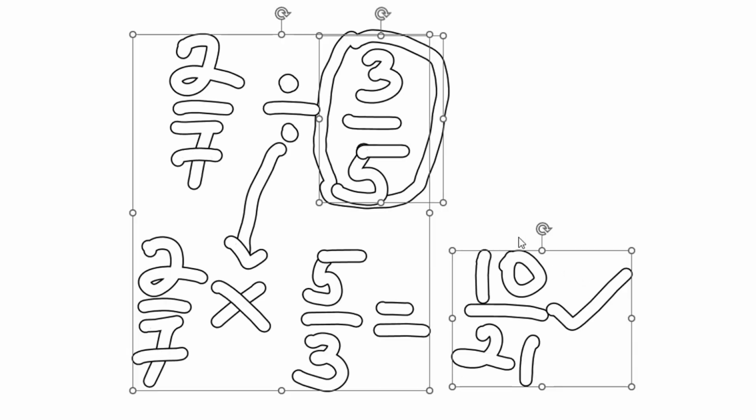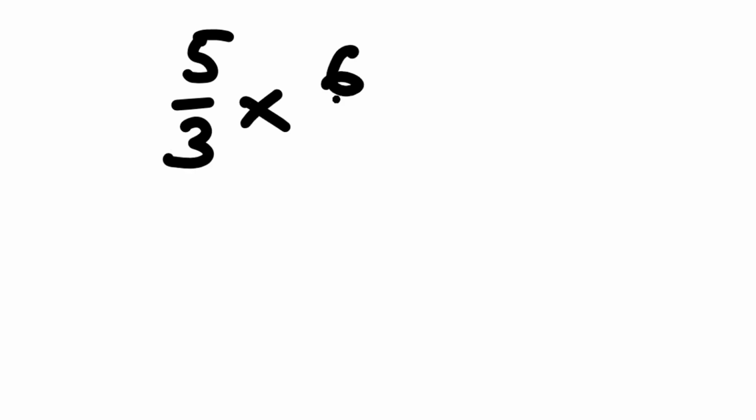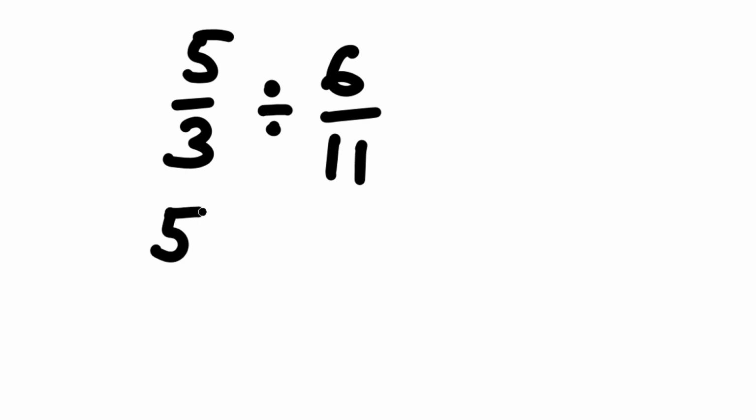Again, let me use 5 over 3 divided by 11 over 6 for example. Sorry, not times, we are doing division, so this one divided by this. If you are doing division, you keep the first one like that, which is 5 over 3. Then you do a transformation of the sign. This one becomes times now. Division turns to multiplication.